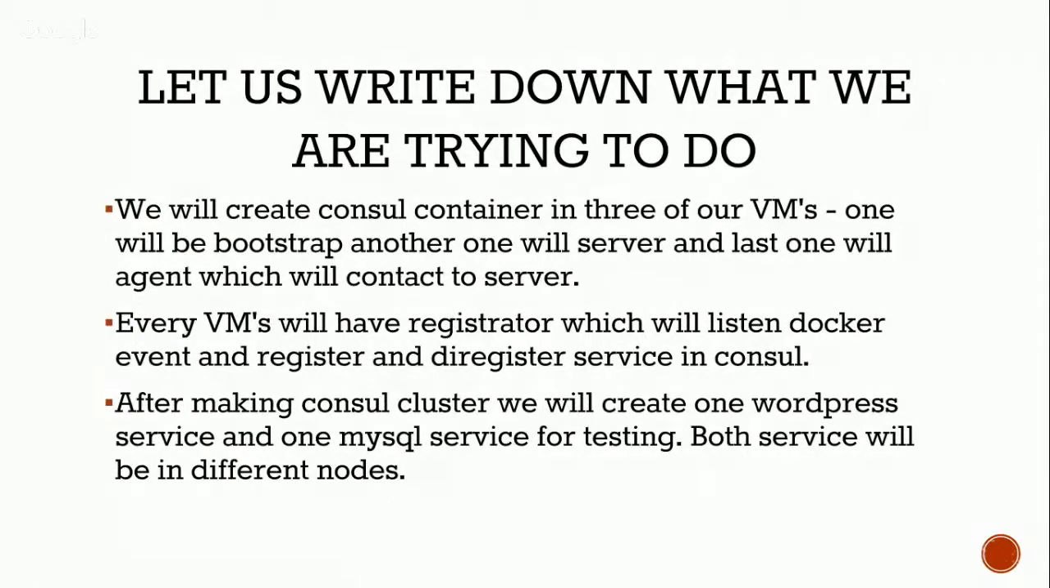Let us write down what we are trying to do. We will create a Consul cluster on 3 of our VMs. One will be bootstrap, another one will be server, and the last one will be agent, which will connect to the server. Every VM will have Registrator, which will listen to Docker events and register and deregister services into Consul. After making the Consul cluster, we will create one WordPress service and one MySQL service for testing. Both services will be on different nodes.